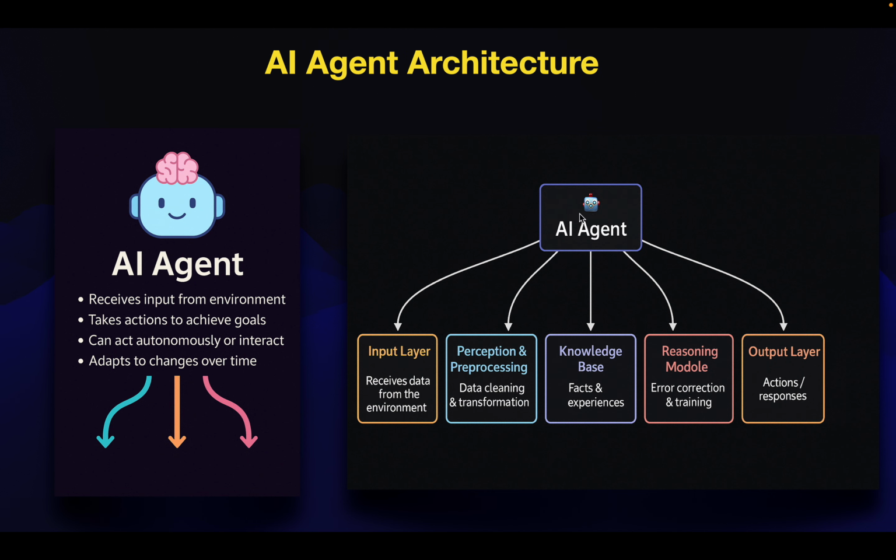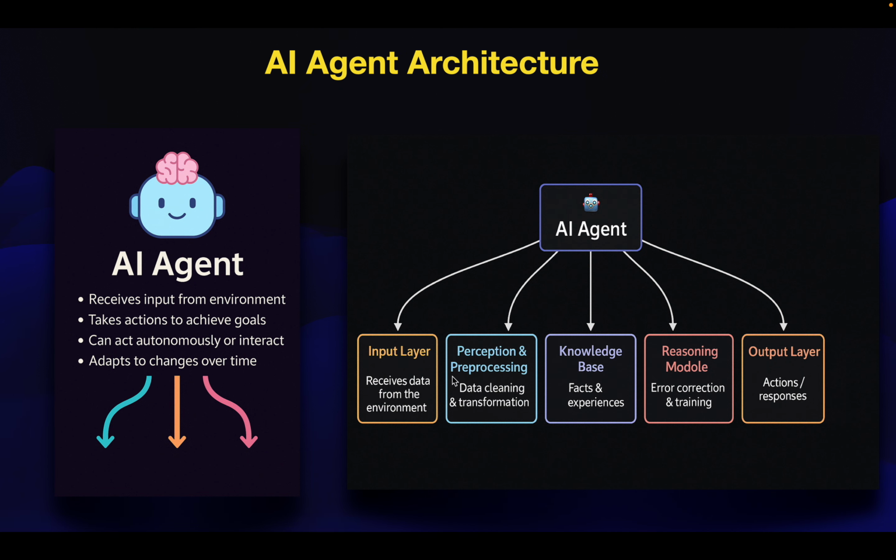In the right panel you can see there are 5 core components. Let's walk through each layer from start to finish. The journey begins with the input layer, where the agent collects the raw data from the environment. It could be a user message, a sensor signal, or a web page. This is like the agent's window into the world.